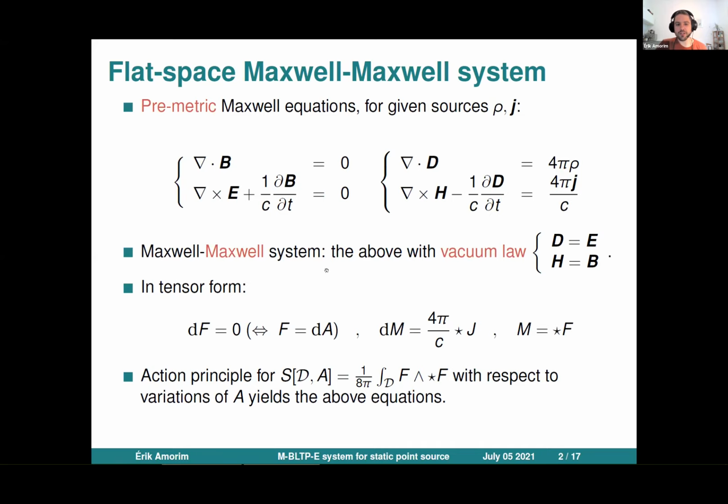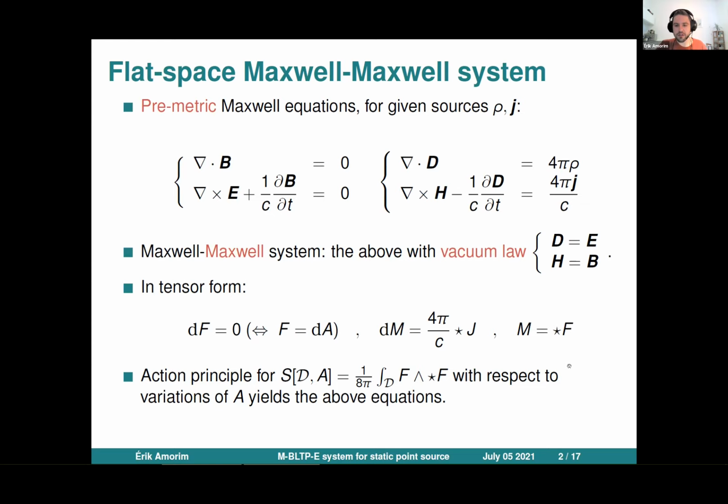And in tensor form, these equations are just the usual dF equals zero, which means F is dA. And then dM equals some non-homogeneous term given by some current one-form J, and you see the Hodge dual here, star J. And the relationship between the fields, the vacuum law, is given by M equals star F. All of this comes from an action principle that I'm calling S down here, where D is just an arbitrary domain in your spacetime. And the Lagrangian that you integrate is this F wedge star F. So this is all standard, how to formulate Maxwell equations on a manifold.